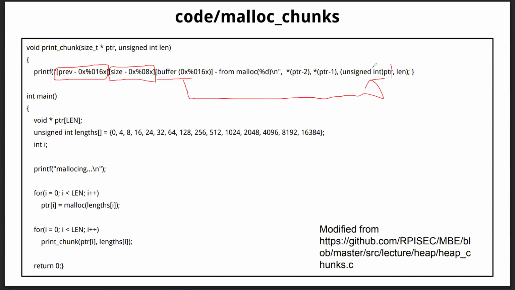The previous field is just the buffer pointer minus 2 items, and this one is the buffer pointer minus 1 item, which is 8 bytes for a 64-bit machine. Then we print out how many bytes we asked for. We asked for 0, 4, 8, 16, up to 16K bytes. So that's what we asked for. Then we just malloc them and print out the chunk. Let's take a look at the output.